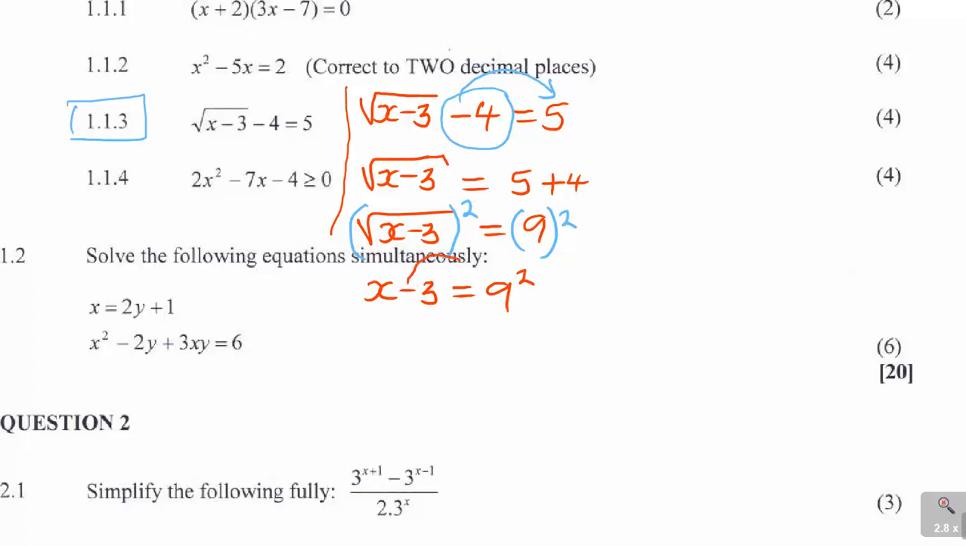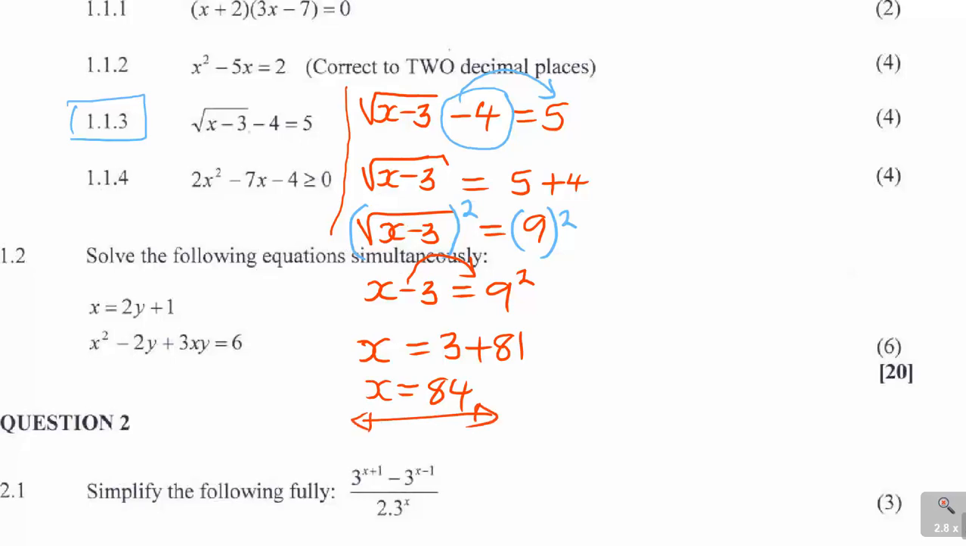Then take minus 3 to the other side. You will have, therefore, x is equal to 3 plus 81, and therefore x is equal to 84. So you see, that is the value of x in this particular case.